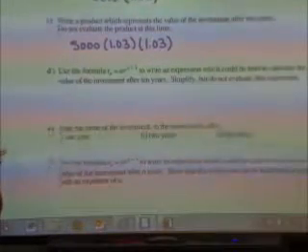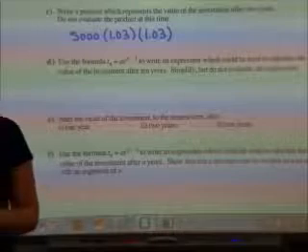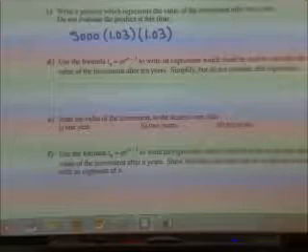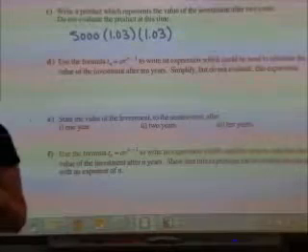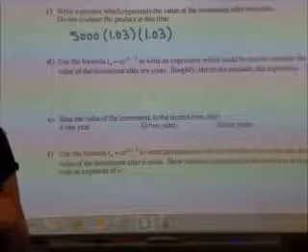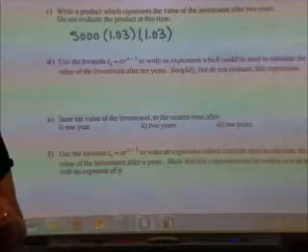So D says use the formula T of n equals A times R to the power of n minus 1 to write an expression which could be used to calculate the value of the investment after 10 years. Simplify it, but don't evaluate it.